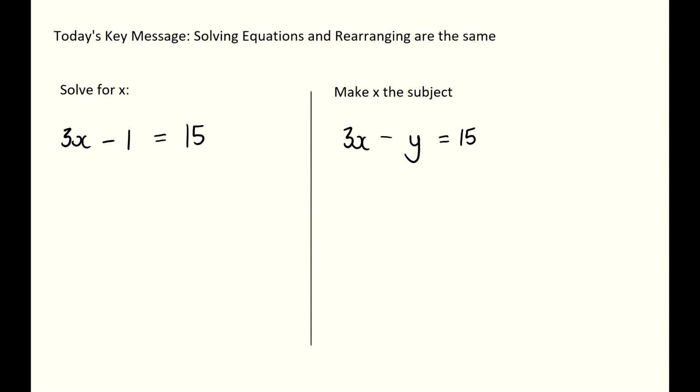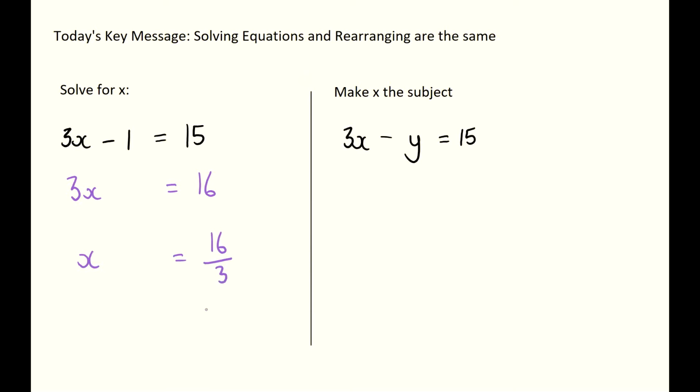So today's key message is that solving equations and rearranging are basically the same thing. We do the same kind of maths and we get the same kind of answer. So on the left hand side, let's solve this equation right here. First step, I want to get rid of the minus 1. Opposite of minus 1 is plus 1. So 3x equals 16. Then if I've got 3x, to get 1x, I need to divide by 3. So x equals 16 over 3.